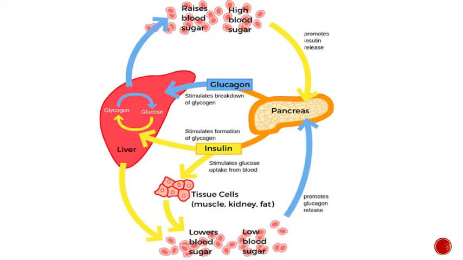Now, because of this low blood sugar, it will promote glucagon release from the pancreas. Once the glucagon is released, it will stimulate the breakdown of glycogen in the liver. This will lead to increased blood sugar. Now, this high blood sugar will promote insulin release, and the cycle goes on.